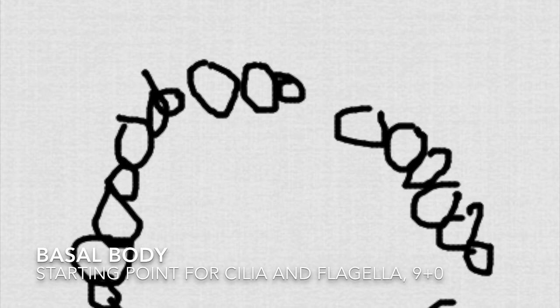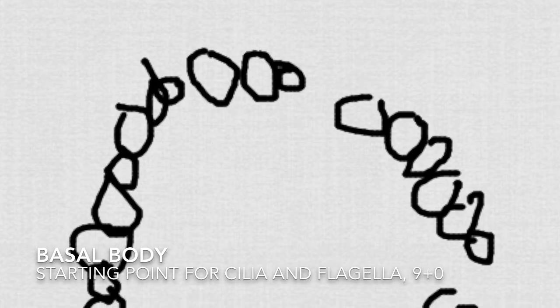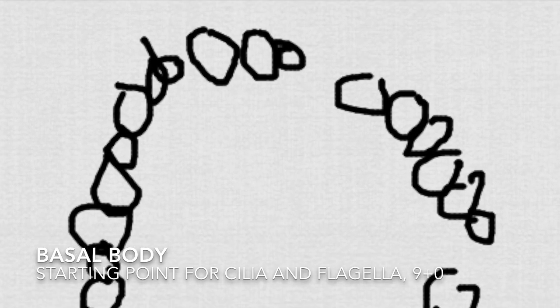Now this funky thing is called a basal body. This is basically the centriole for flagella and for cilia. As you'll notice, it's a 9 plus 0 arrangement with 9 triplets of tubules on the outside and nothing in the middle, and it's out of these that the flagella and the cilia grow.